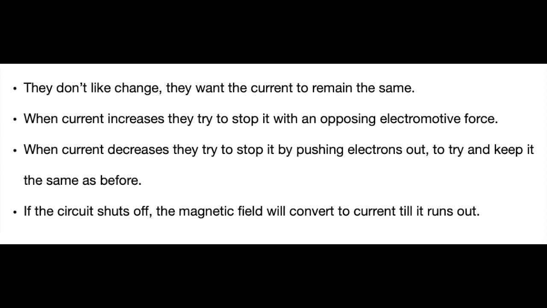First, try to remember that they don't like change. Once they've built up a magnetic field, they want to remain the same, even when current may increase or decrease. When current increases, they try to stop it with an opposing force. When current decreases, they try to stop it by pushing electrons out to try to keep it the same as it was before. And if the circuit shuts off entirely, the magnetic field will convert to current until it runs out. This means that the current through an inductor cannot be turned on or off instantly.